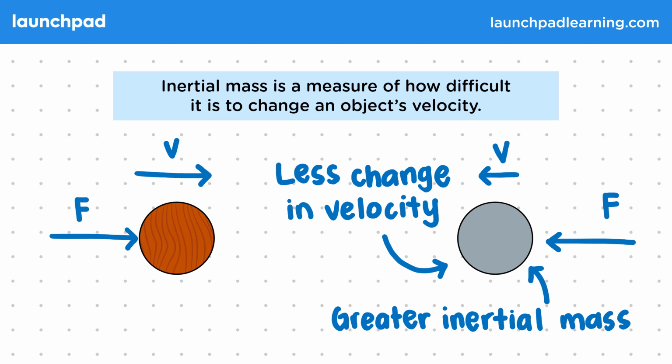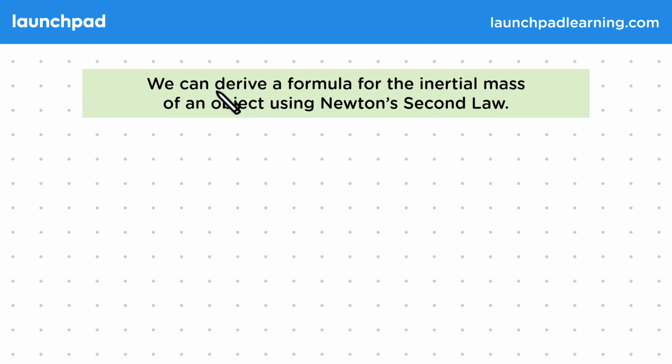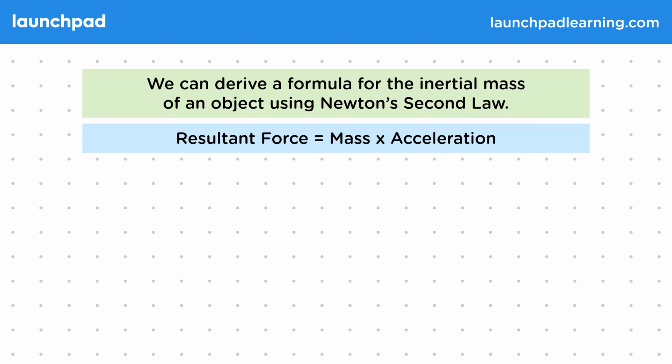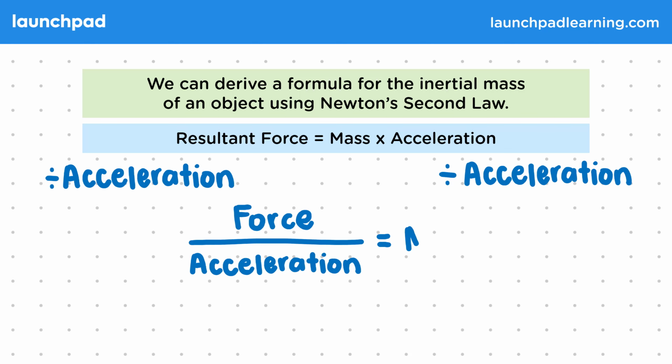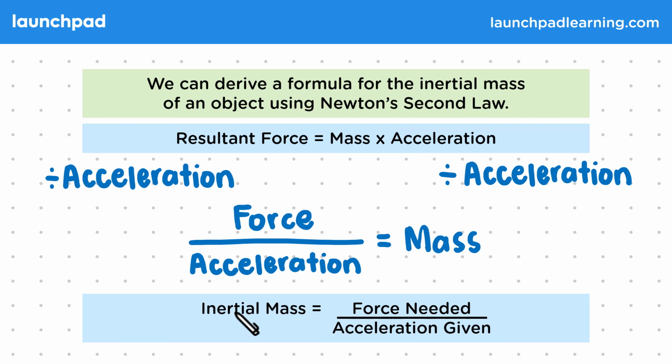But is there a way we can describe what inertial mass is mathematically? Well, we can derive a formula for the inertial mass of an object using Newton's second law. Remember that Newton's second law tells us that the acceleration of an object is proportional to the resultant force applied to it and inversely proportional to its mass. This can be written as the resultant force is equal to the mass times the acceleration. Now, if we divide both sides of this equation by acceleration, we get that the force divided by the acceleration is equal to the mass. Using this equation, we derive that the inertial mass is equal to the force needed divided by the acceleration given. From this, we can deduce that in our previous example, the metal ball was given a smaller acceleration by the same force because it had a greater inertial mass.